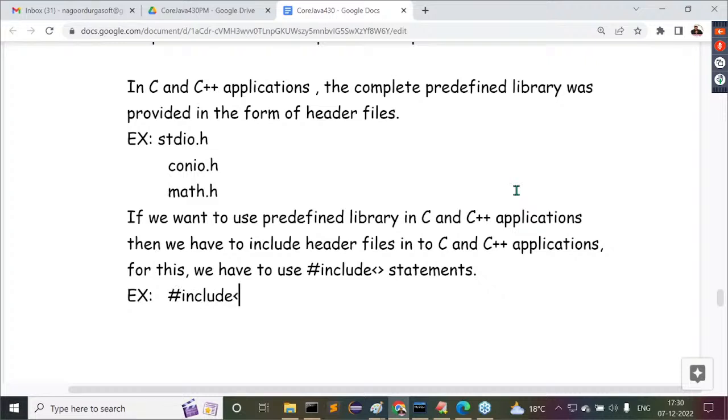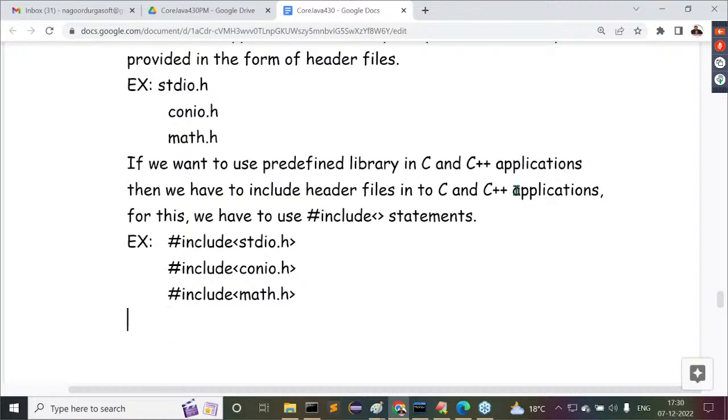Hash include stdio.h. Hash include stdio.h. Next one is hash include conio.h. Next one is hash include math.h. Like this, we are having all these header files, that means hash include statements. Yes, all of you are getting clarity.